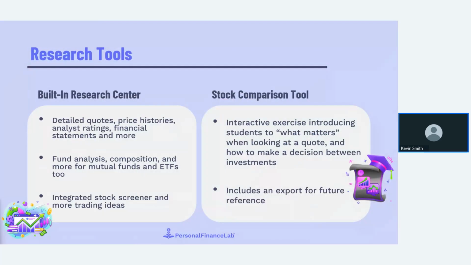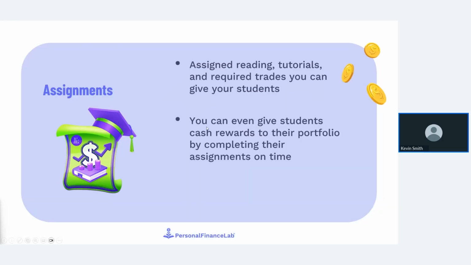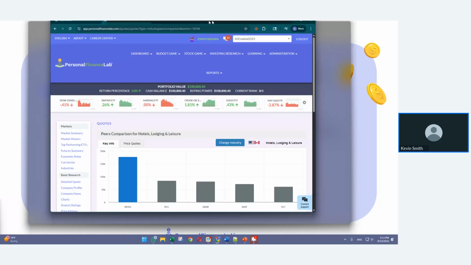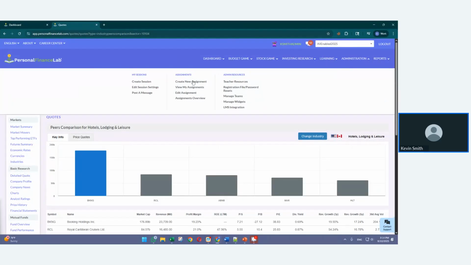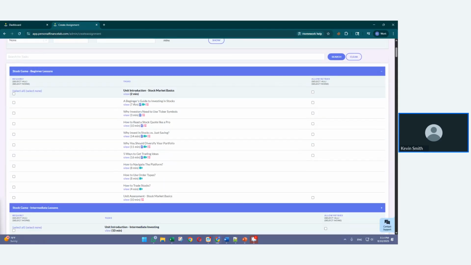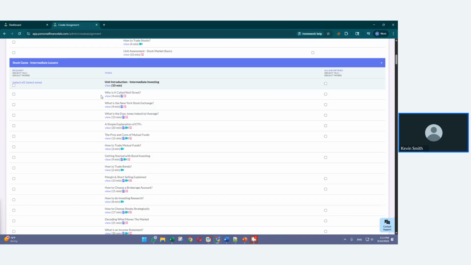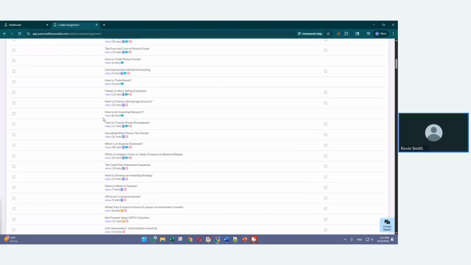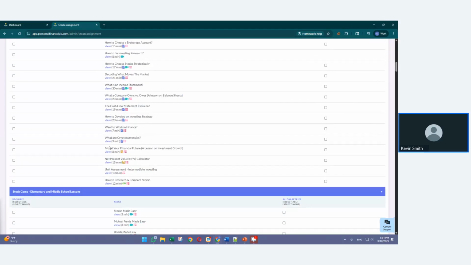Once students have actually done their basic research, I mentioned the assignments with the tutorials. There's a lot of stuff in there that you can do to make it a little bit easier for your students to understand what they're doing for investing. So there's these first 10 that I mentioned earlier. If you're using the stock game, you really should be assigning these 10 for your class. We have another one called intermediate, which also goes into mutual funds and bonds and some of the financial statements.